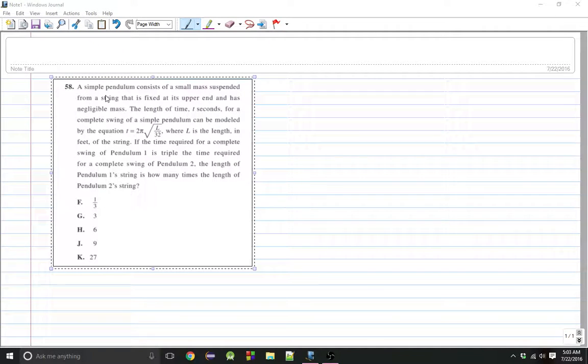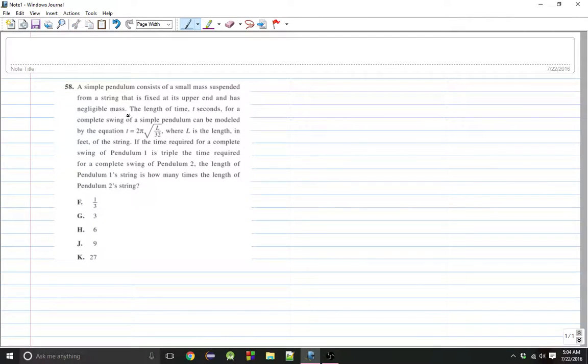A simple pendulum consists of a small mass suspended from a string that is fixed at its upper end and has negligible mass. The length of time, t seconds, for a complete swing of a simple pendulum can be modeled by the equation t equals 2 pi root L over 32, where L is the length in feet of the string. If the time required for a complete swing of pendulum 1 is triple the time required for a complete swing of pendulum 2, the length of pendulum 1's string is how many times the length of pendulum 2's string?